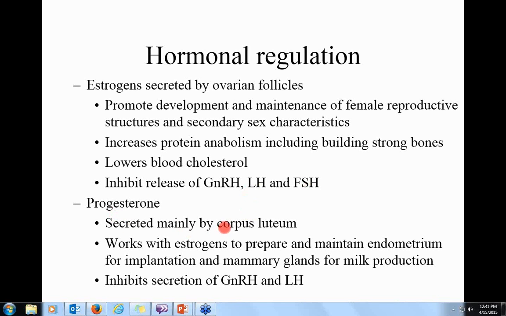Progesterone is mainly secreted by the corpus luteum. This is more for development of the zygote. So it's going to help maintain the endometrium, and also it's going to prep the mammary glands for milk production. And it does inhibit the other anterior pituitary and hypothalamic hormones.